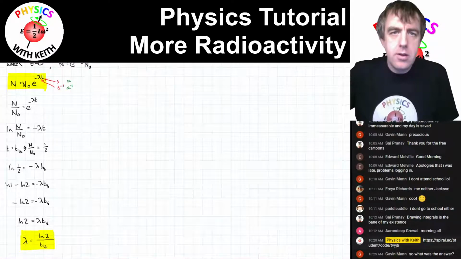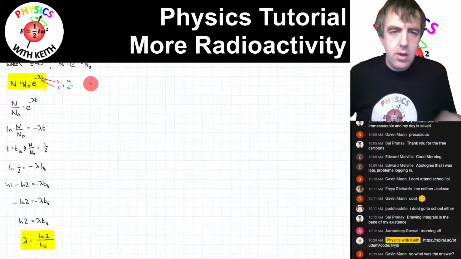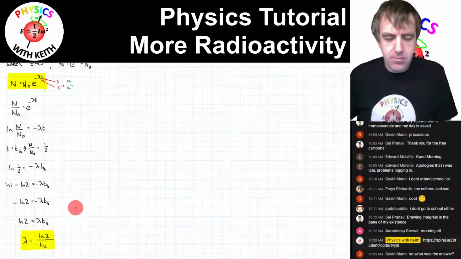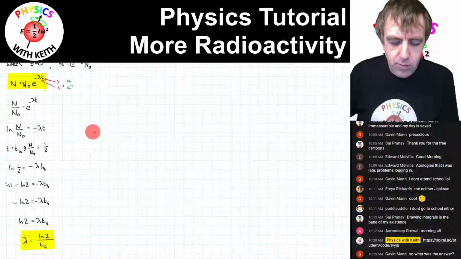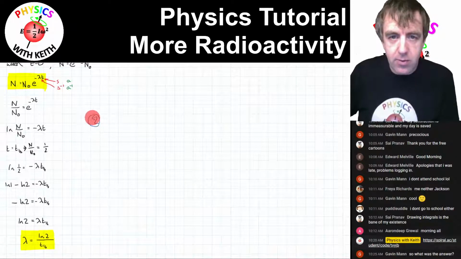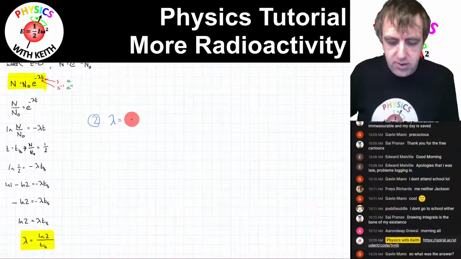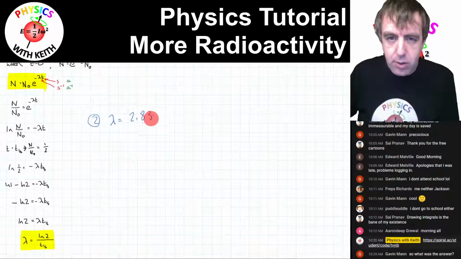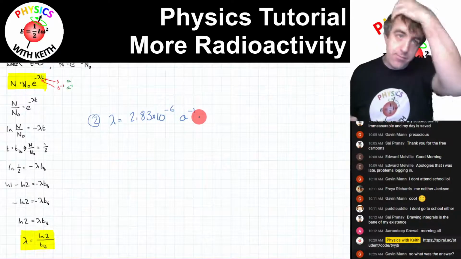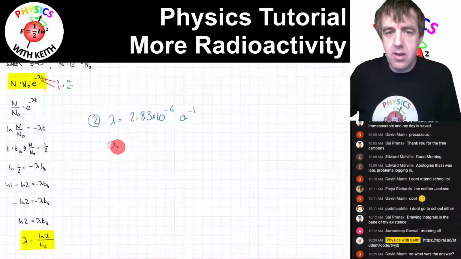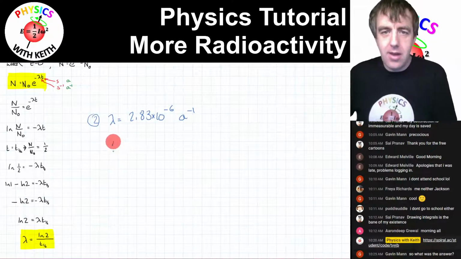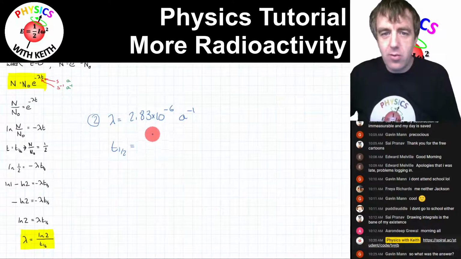Let's use blue. So we're using this bottom equation here. The half-life is what we want. We were given a decay constant. This is for the second one. We were given a decay constant equal to 2.83 times 10 to the -6 per year. So we need to write our equation where the half-life is going to be equal to natural log of 2 divided by lambda.